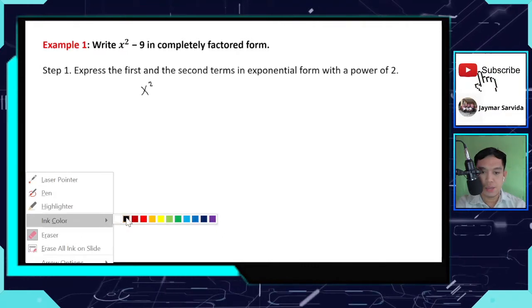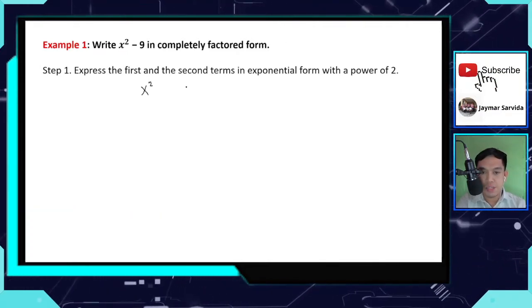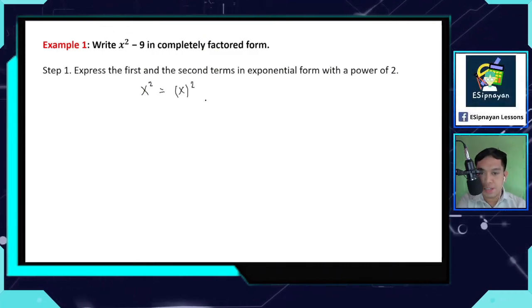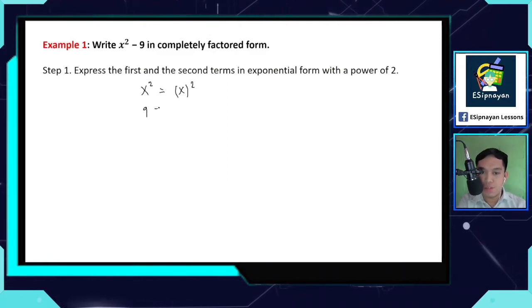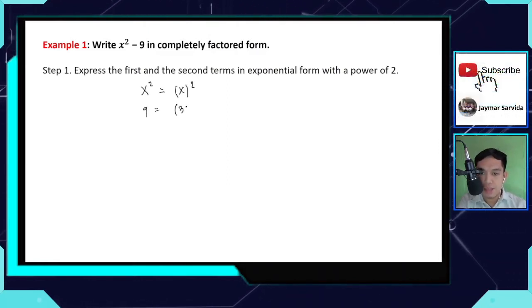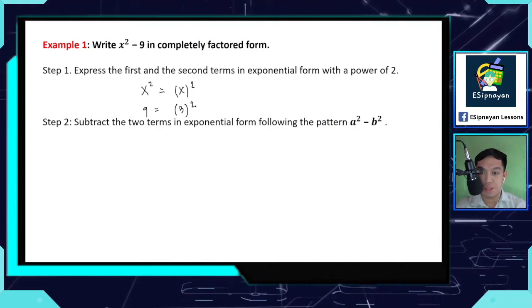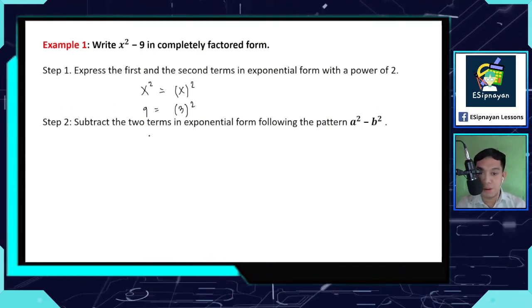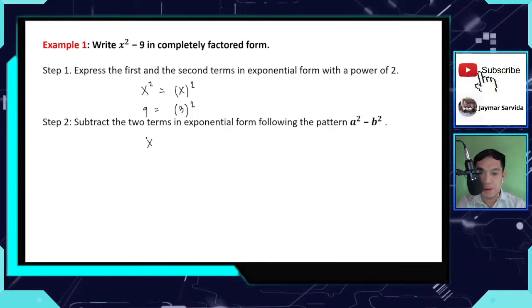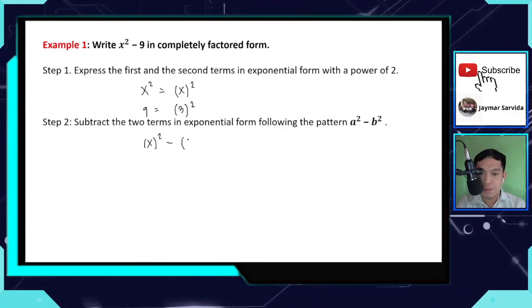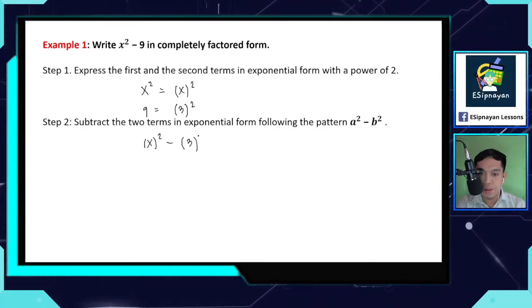Okay, so x squared is equal to, ilagay lang natin sa quantity yung x, then raised to 2. What about yung 9? Yung 9 natin ay 3 squared. So, exponential form na siya with a power of 2. Then, step 2, subtract the two terms in exponential form following the pattern a squared minus b squared. So, quantity of x squared minus quantity of 3 squared.